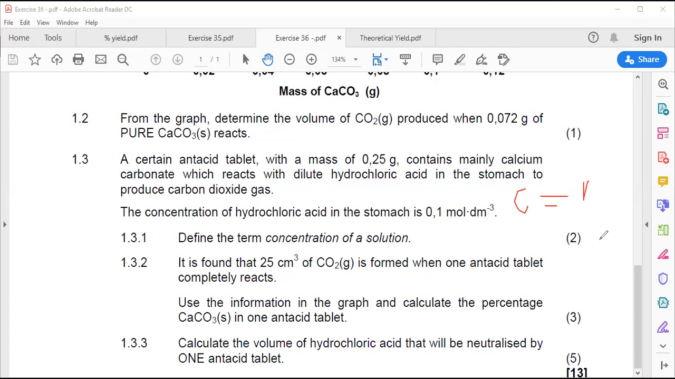Use that formula to put it in words. What is concentration? C is equal to n over V. n represents the number of moles, isn't it? What does V represent? Volume. So your definition must have number of moles and volume. So what do you say?